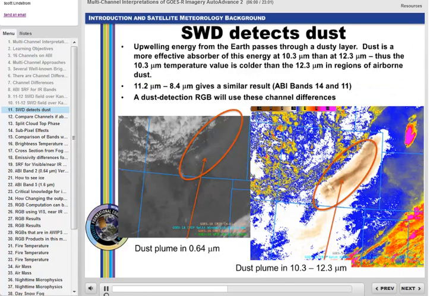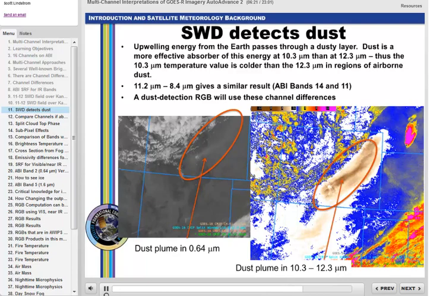12 micrometer energy leaves the warm surface and passes through the dust without being absorbed as much, so there is less re-emission from the colder higher levels. Thus, the 10.3 micrometer brightness temperature will be cooler than the brightness temperature at 12 micrometers. It's common for dust RGBs to include the split window difference as one of the colors.